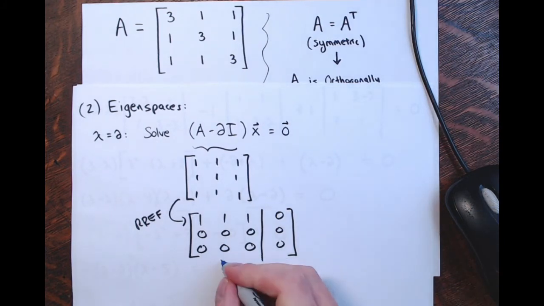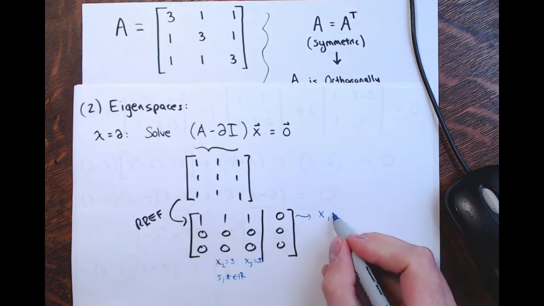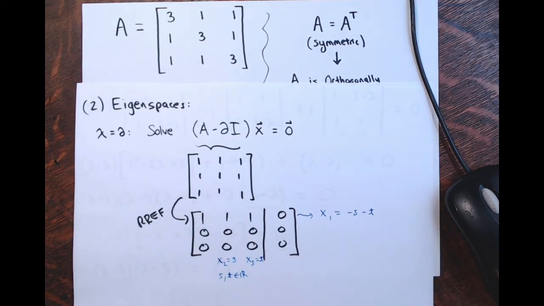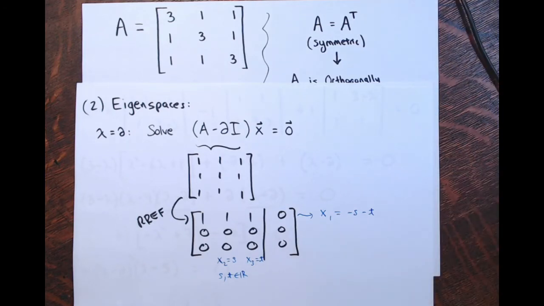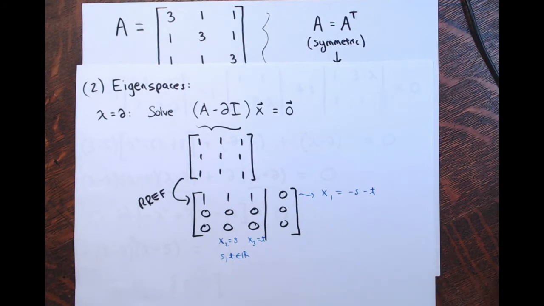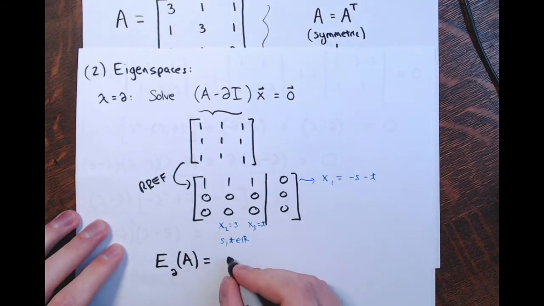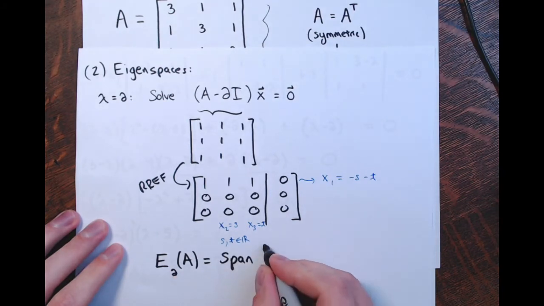I've got 2 free variables, say x2 is s and x3 is t, where s and t are real numbers. And then from the first row, I'm seeing that x1 would have to be minus s minus t. Putting all this together, we get our solutions here. The eigenspace of A corresponding to lambda equals 2 is therefore the span of the following vectors.